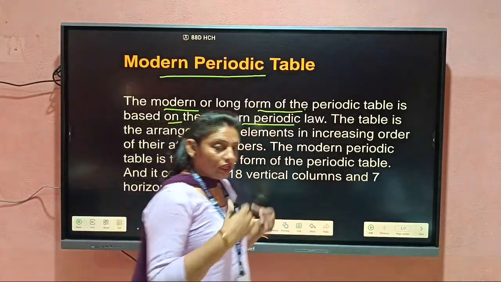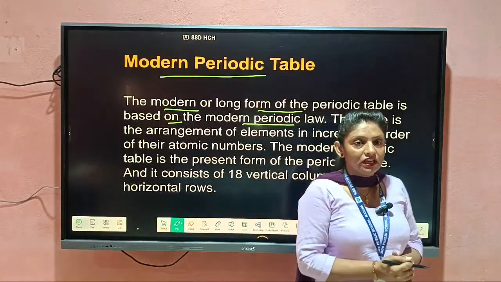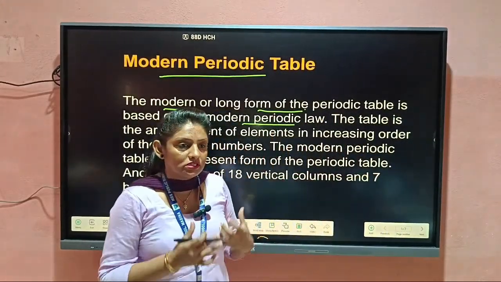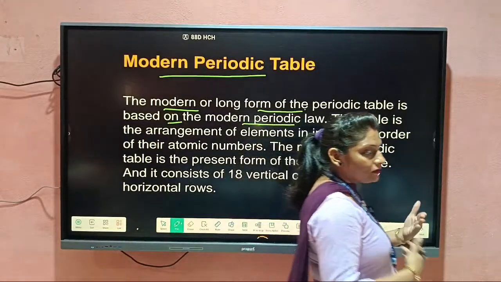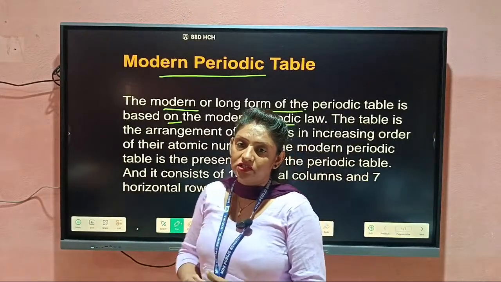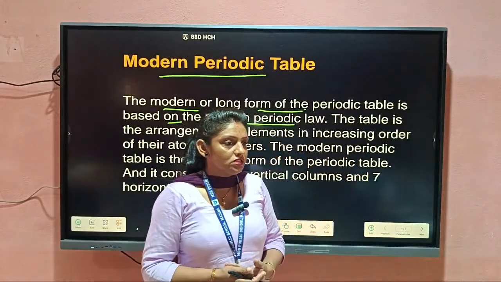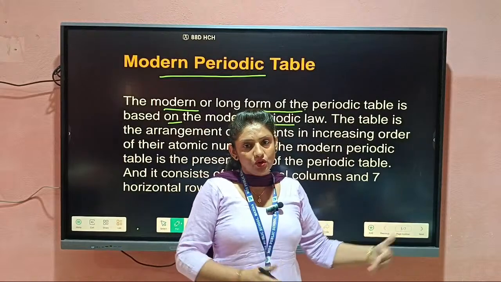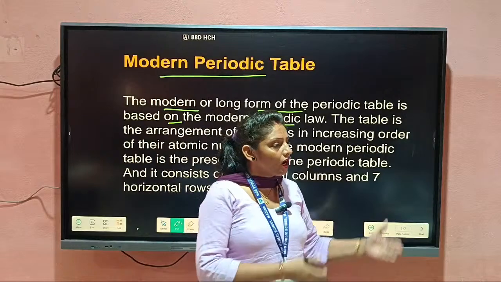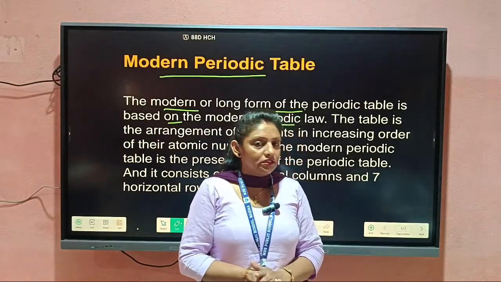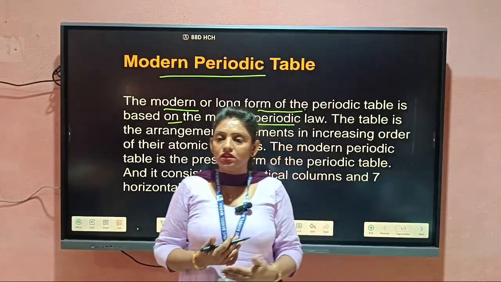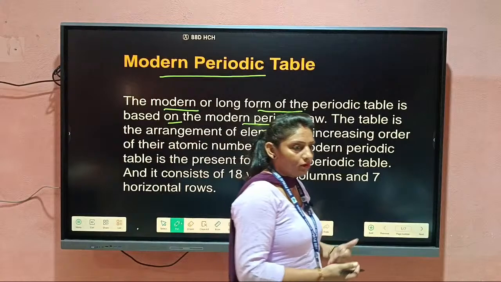Students, according to Mendeleev, we have seen the periodic law. What was the periodic law? The periodic law is that the properties of elements are a periodic function of atomic mass. It means if we arrange the elements in order of increasing atomic mass, then their properties will repeat after a period. But the modern periodic table is based on the atomic number, not on atomic masses.